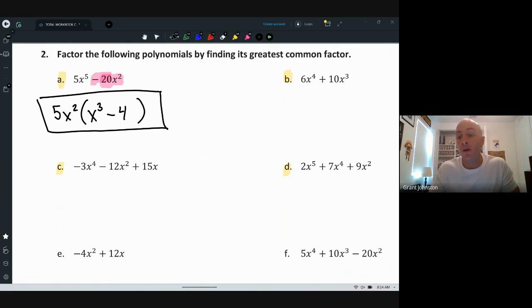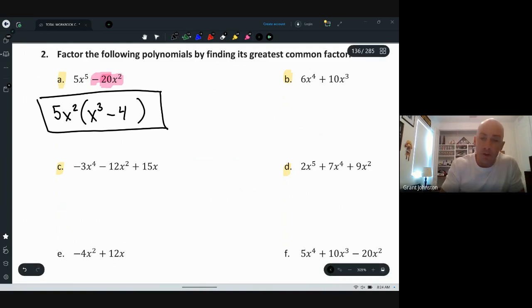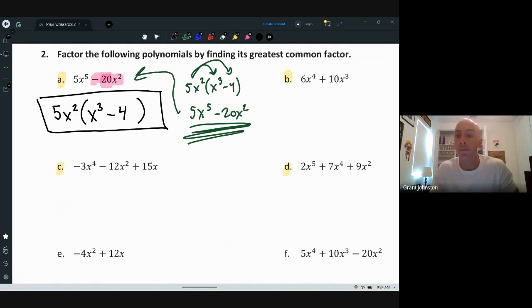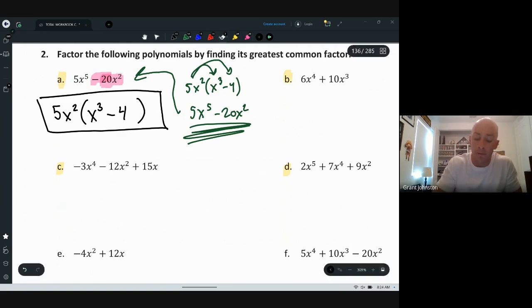Now, I always encourage you to check your work by distributing. So if we were to distribute this, you don't need to write this, but let me just rewrite what I got over here. If I were to distribute this, that would indeed be 5x to the fifth. And this would be negative 20x to the second, which is obviously our original expression. So we've factored it correctly. So you can always check your factorization by distributing.